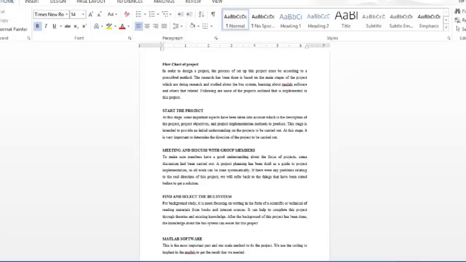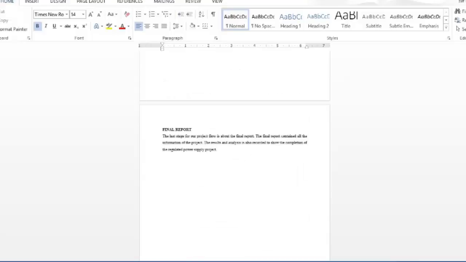Okay, MATLAB software. This is the most important part and our main method to do the project. We use coding implemented in MATLAB to get the result that we need. Okay, the last one is the final report. The last stage of our project flow is the final report. The final report contains all the information of the project. The result and analysis are also recorded to show the completion of the regulated power supply project.